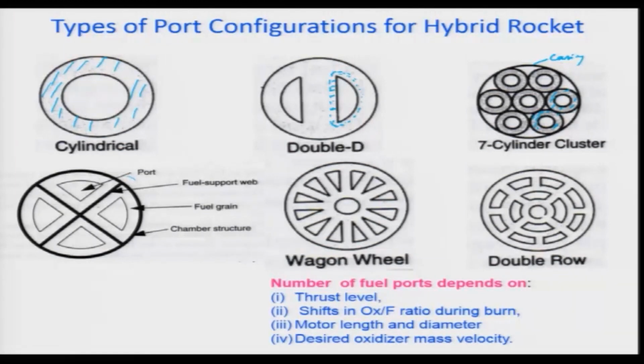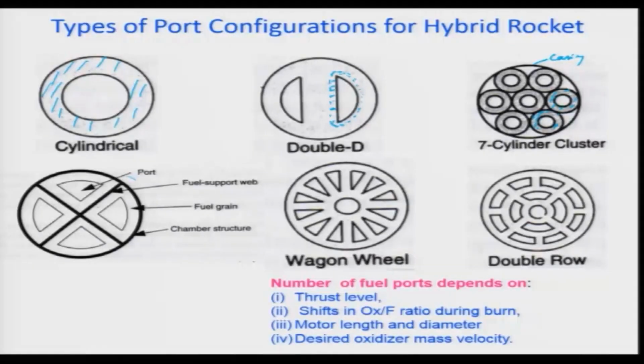As I told you, the oxidizer fuel ratio will be changing along the length and along with the time as well, and the number of fuel ports depends on the motor length and diameter. This also depends on the desired oxidizer mass velocity or the mass flux, such that you can have a higher thrust level. So, one has to be careful about this.